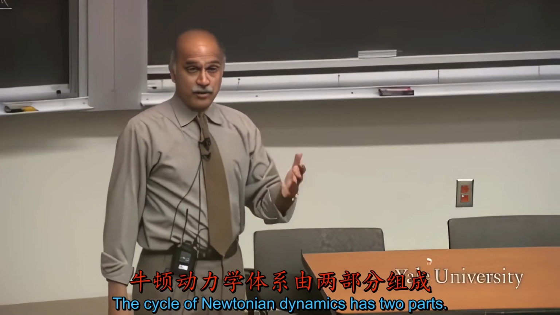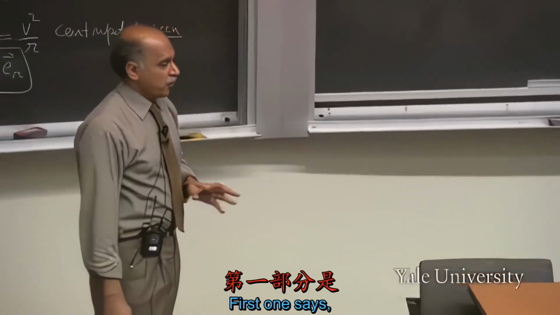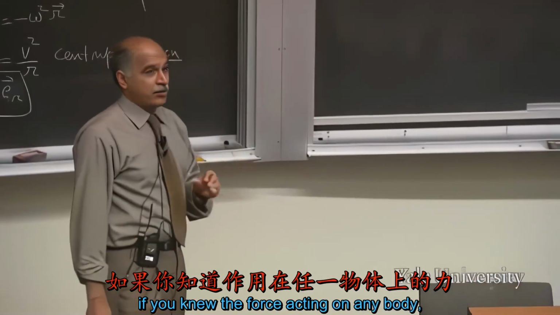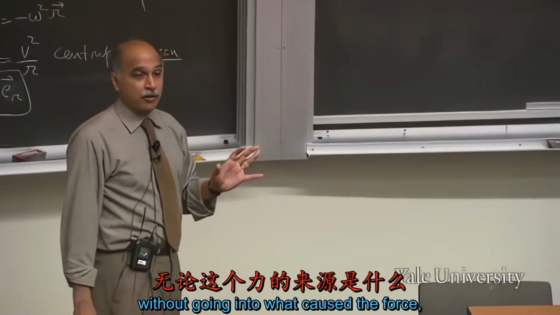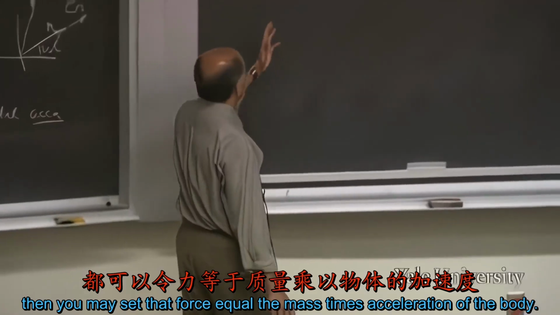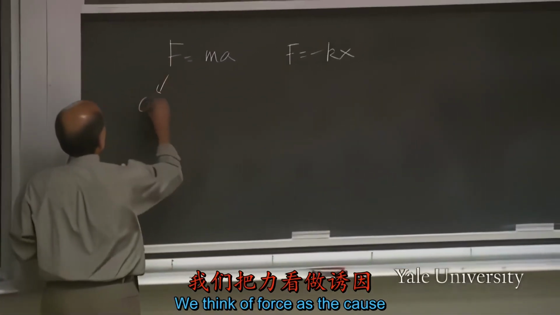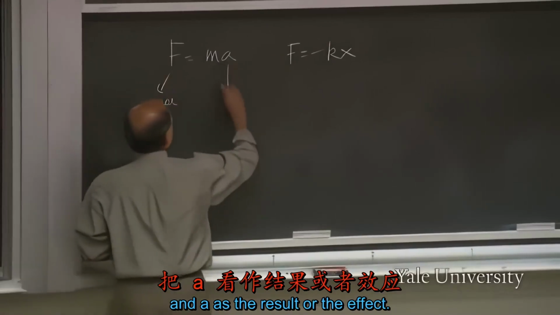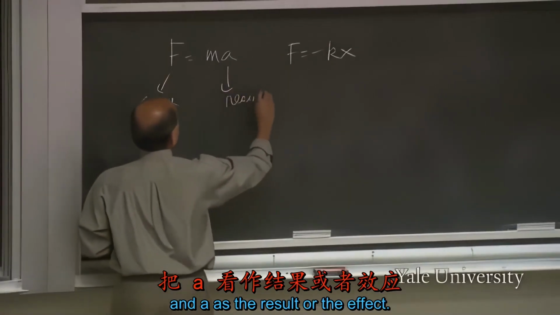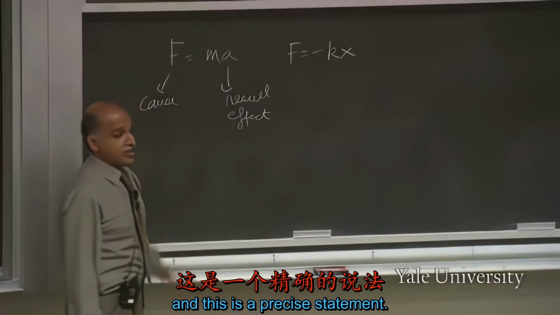So the cycle of Newtonian dynamics has two parts. The first one says, if you knew the force acting on any body, without going into what caused the force, then you may set that force equal to the mass times the acceleration of the body. We think of force as the cause and a as the result, or the effect. Force causes acceleration, and this is a precise statement.